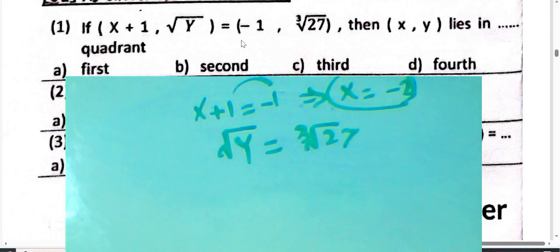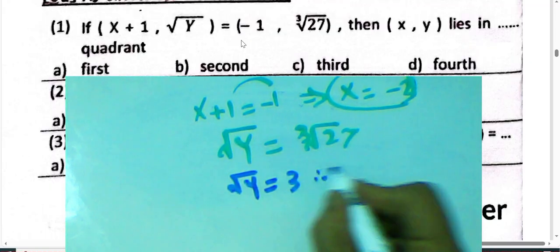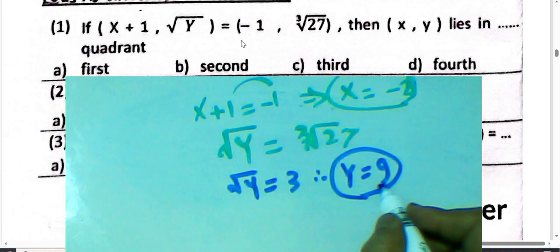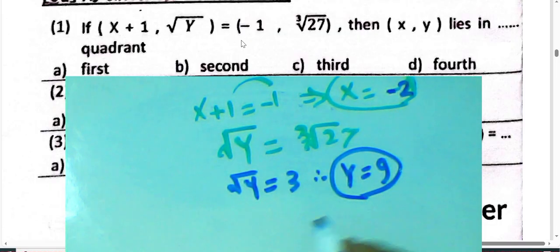Understood? Look here. The square root of y equals the cube root of 27, which equals 3. Then the value of y equals 9, because the square root of 9 equals 3. So y equals 9 and x equals negative 2. Then we can write the order of x and y: it will be (negative 2, 9).